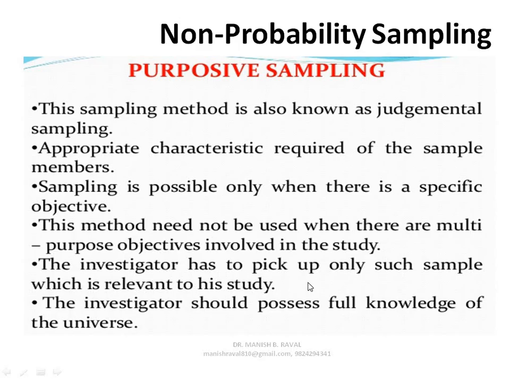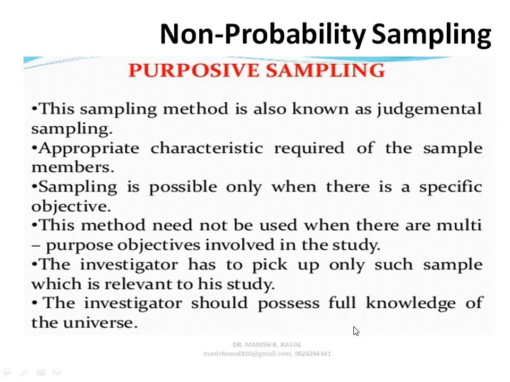The investigator has to pick up only such samples which are relevant to his study. Out of the whole population, he will pick up only those which are very relevant for his study, or out of the total audience, he will select only those members which are relevant for his study. Others will be left out.